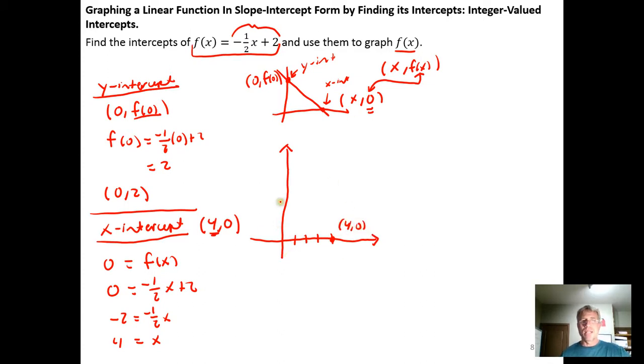And then I'm going to scale the vertical axis, or the f of x axis or y-axis, the same way. So tick marks about the same, 1, 2, and then plot the other intercept, which is at input 0, output 2, and then draw the line through those 2 points.